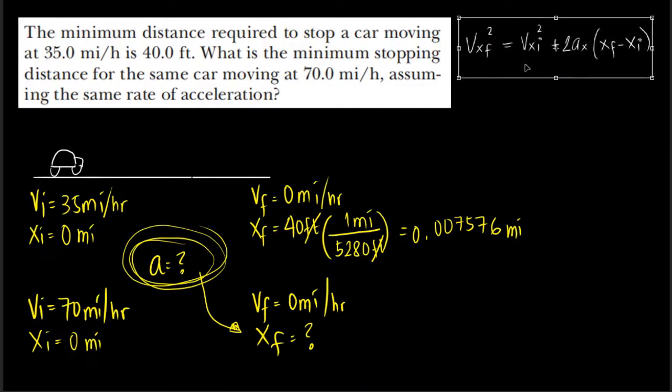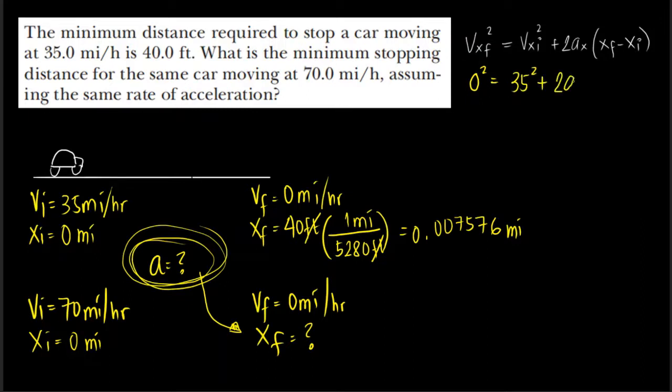As I was saying, we are going to look for the acceleration first. Using the first scenario, our VF is 0. Our V initial is 35, squared, plus 2 times the acceleration, which is what we are looking for, times X final, which is 0.007576, minus 0. Minus 0 is negligible, so I won't write it. Our x initial is 0.